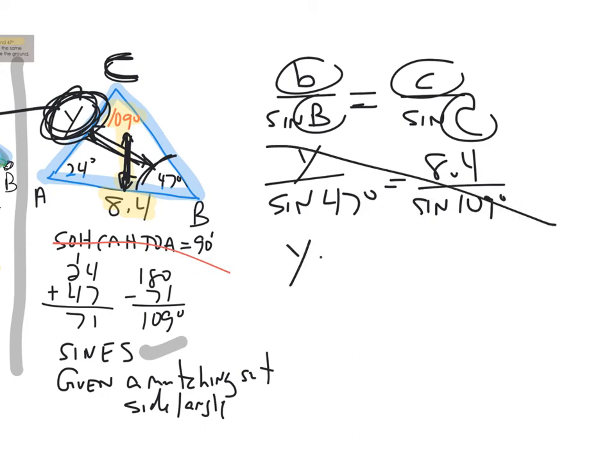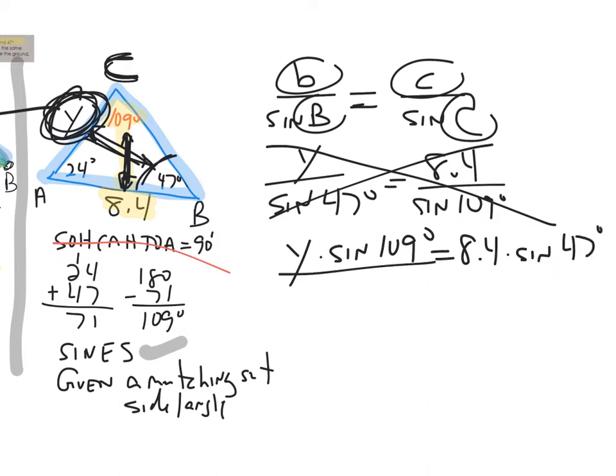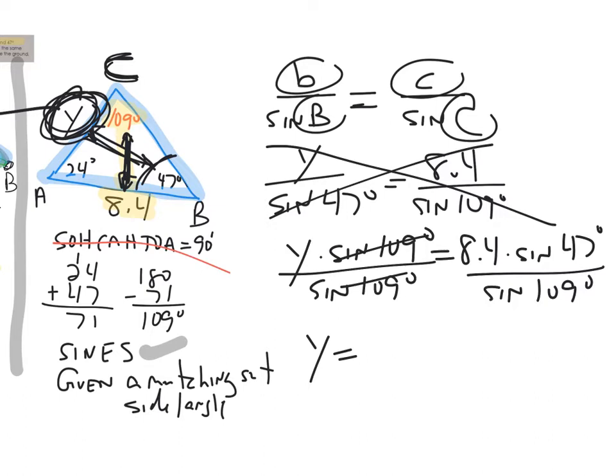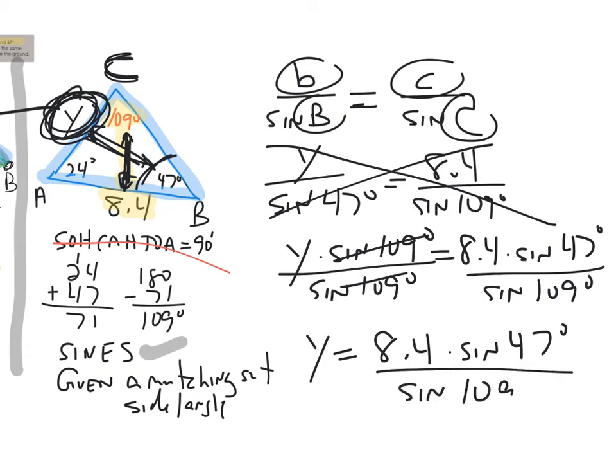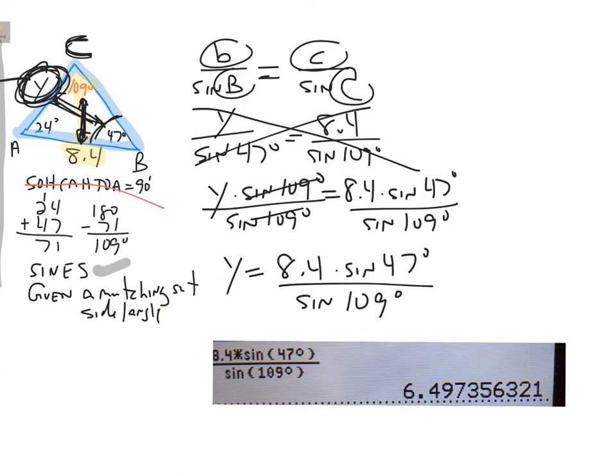I have y times the sine of 109. That equals 8.4 times the sine of 47. And here I'm going to divide both sides by the sine of 109. So here that side y, I'm going to calculate by doing on my calculator 8.4 times the sine of 47 over the sine of 109. So here you're going to have y equals 6.5.